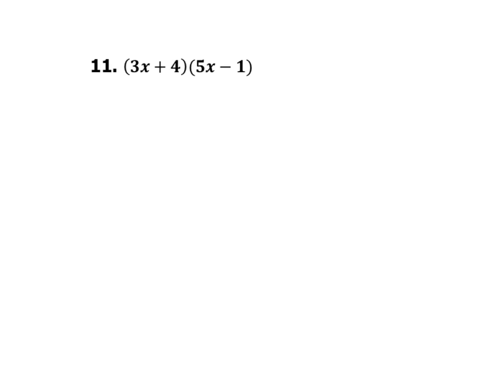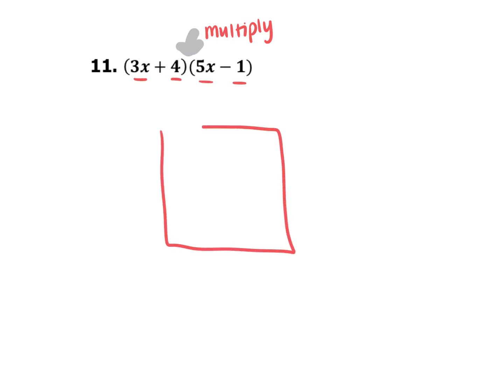Okay, so we're still simplifying. However, this time, if you noticed, there is not any sign in between my parentheses, which tells us that we are going to be multiplying. So here when we're multiplying, we are going to be doing a 2 by 2. So let's go ahead and draw our box.